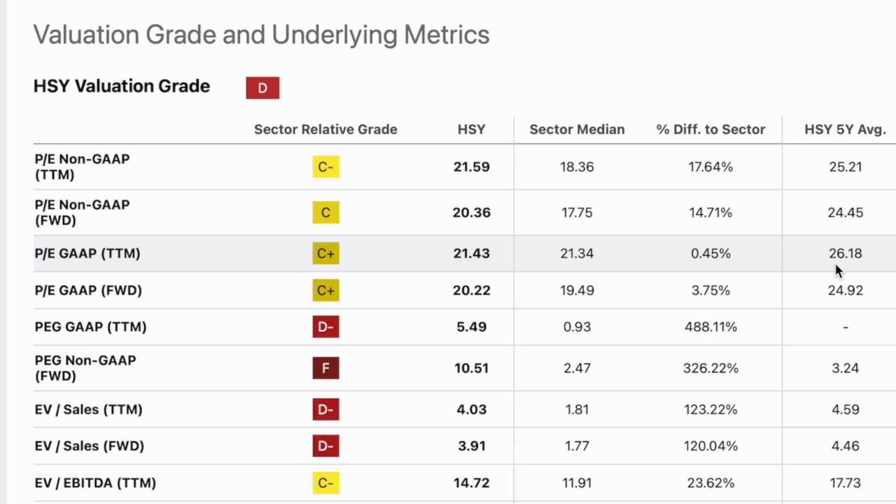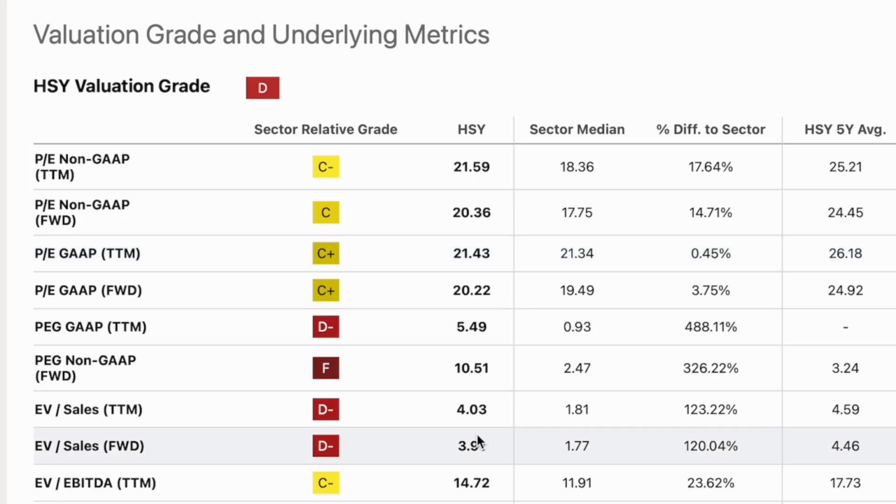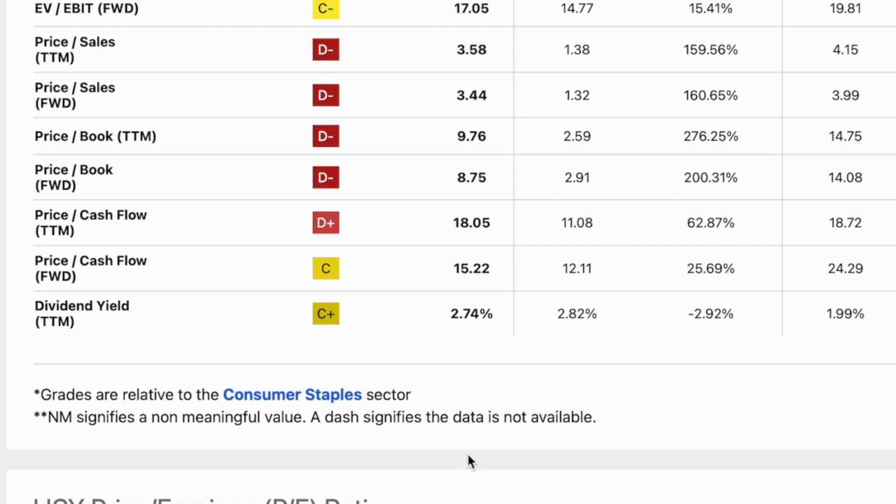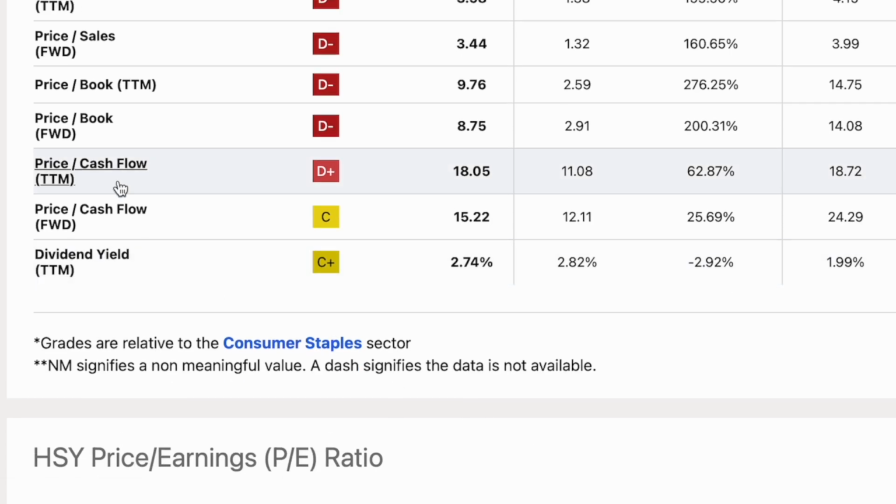Now, what does that tell us? It tells us that HSY is currently trading at a lower price to earnings multiple than they have on average for the past 5 years. And we'll get to what that might mean here in a minute, but first let's look at price to cash flow. So price to cash flow again is at 18.05, and we see that their 5-year average is 18.72. So again, for price to cash flow, HSY seems to be trading at a slight discount to their 5-year average.